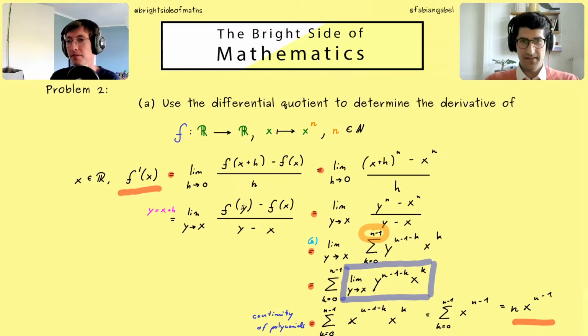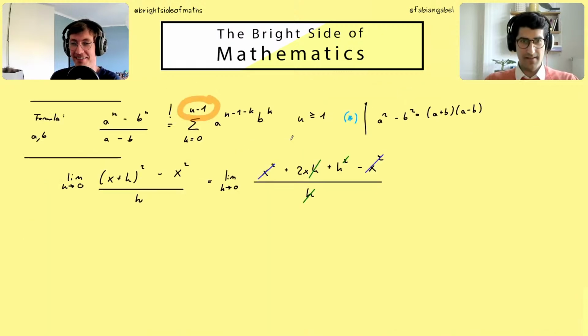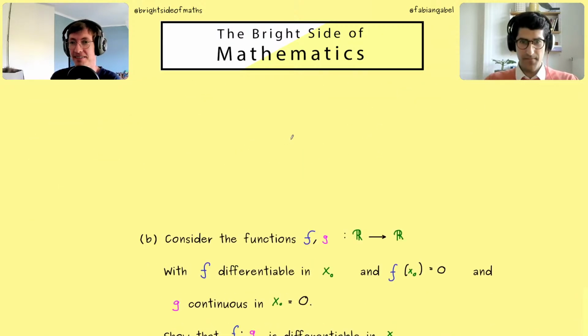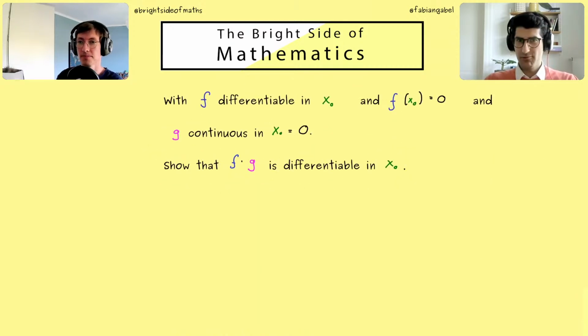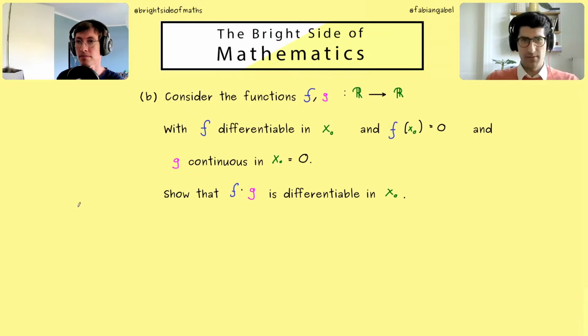Thank you very much, Fabian. But you also have a part B, I guess. Yeah, this problem comes with a part B. And so again, we want to calculate the derivative. Now it does not say use the differential quotient, but from the taste or the structure of this problem, we may see there may not be another way to approach this other than by the differential quotient.